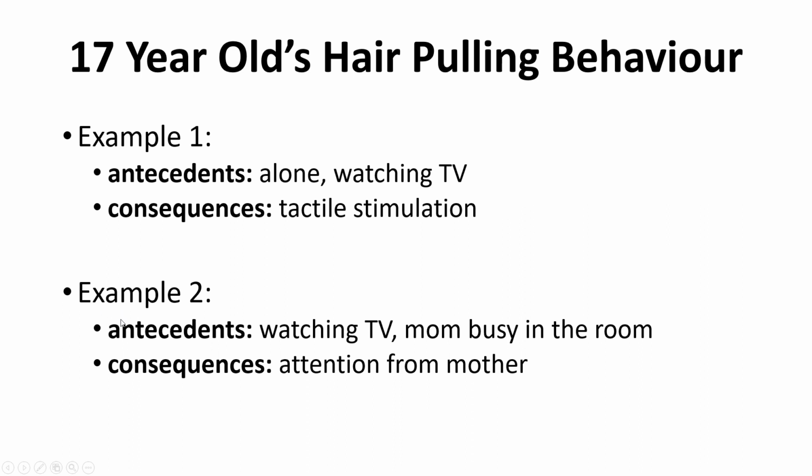Example 2 would be that the antecedent, again, is watching TV, but this time their mother is busy in the room. So when they start engaging in that hair pulling behavior, the consequence this time is that they get attention from their mother. So instead of being an automatic reinforcer, this is now going to be a social reinforcer. So one change can adjust what kind of reinforcement we're seeing in that situation.